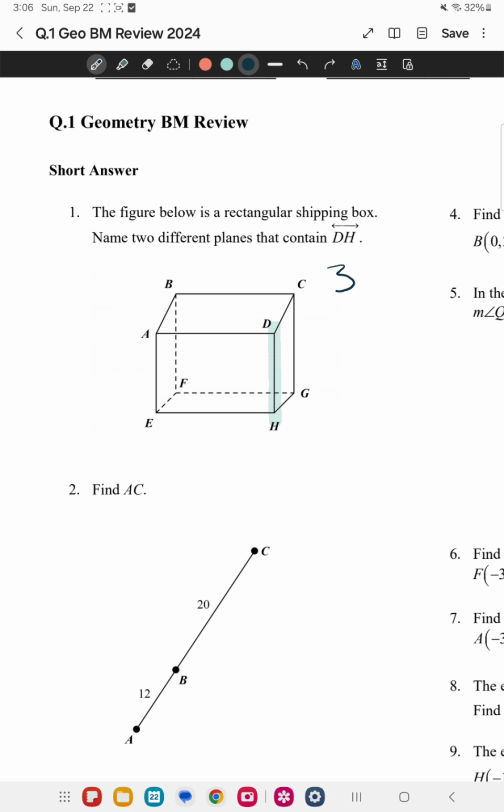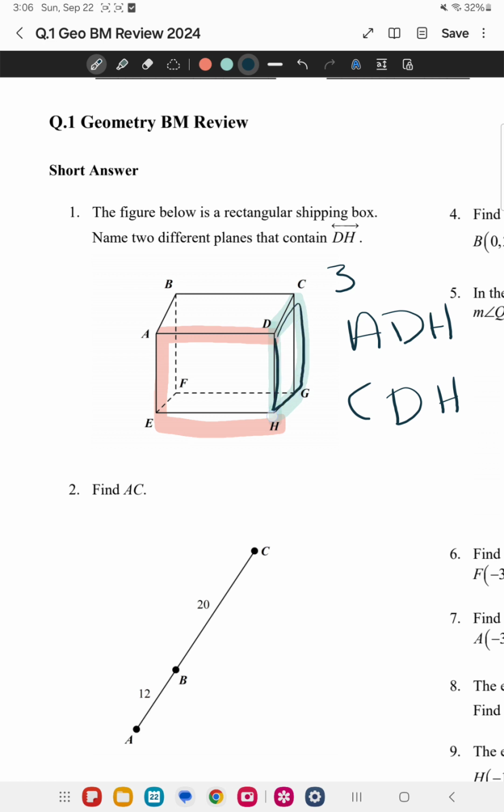So we need to figure out which planes contain both our D and H. We know that D and H has to be included, so it's going to be this one, and then also this one. Those both include D and H. So if I were to name those planes, you could do ADH could be one, or CDH. Again, it's any three points on either one of these planes to name that plane. And that's how you do number 1.